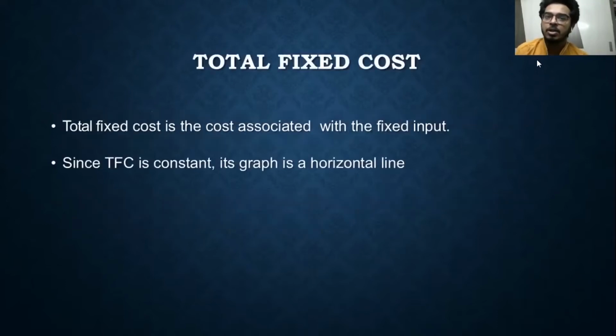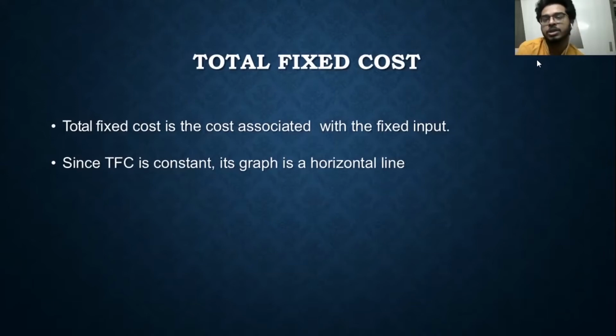Otherwise, there are several cost components which generally we deal with to estimate an economic cost for a particular production unit or a particular production process. So the first type of cost, what we will discuss, is total fixed cost. What is total fixed cost? A total fixed cost is the total cost which is paid towards the fixed input. Now, which are the fixed inputs?